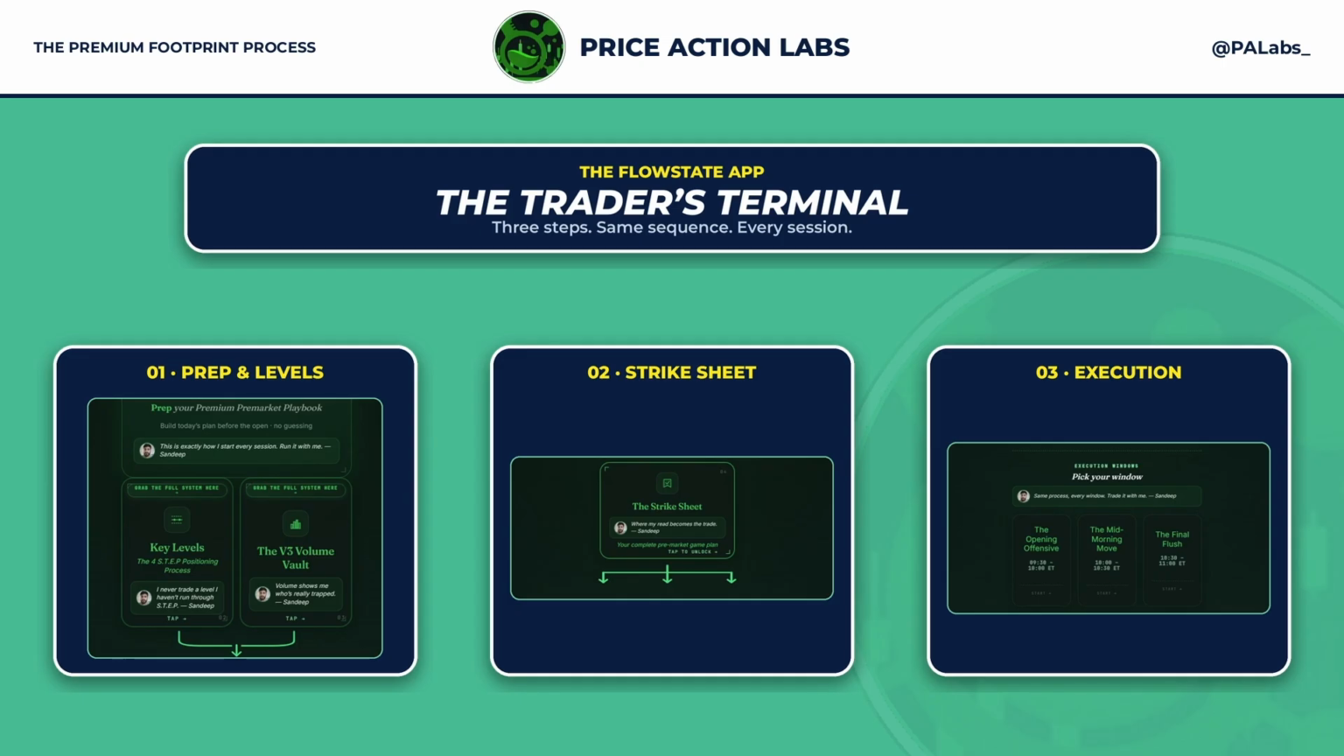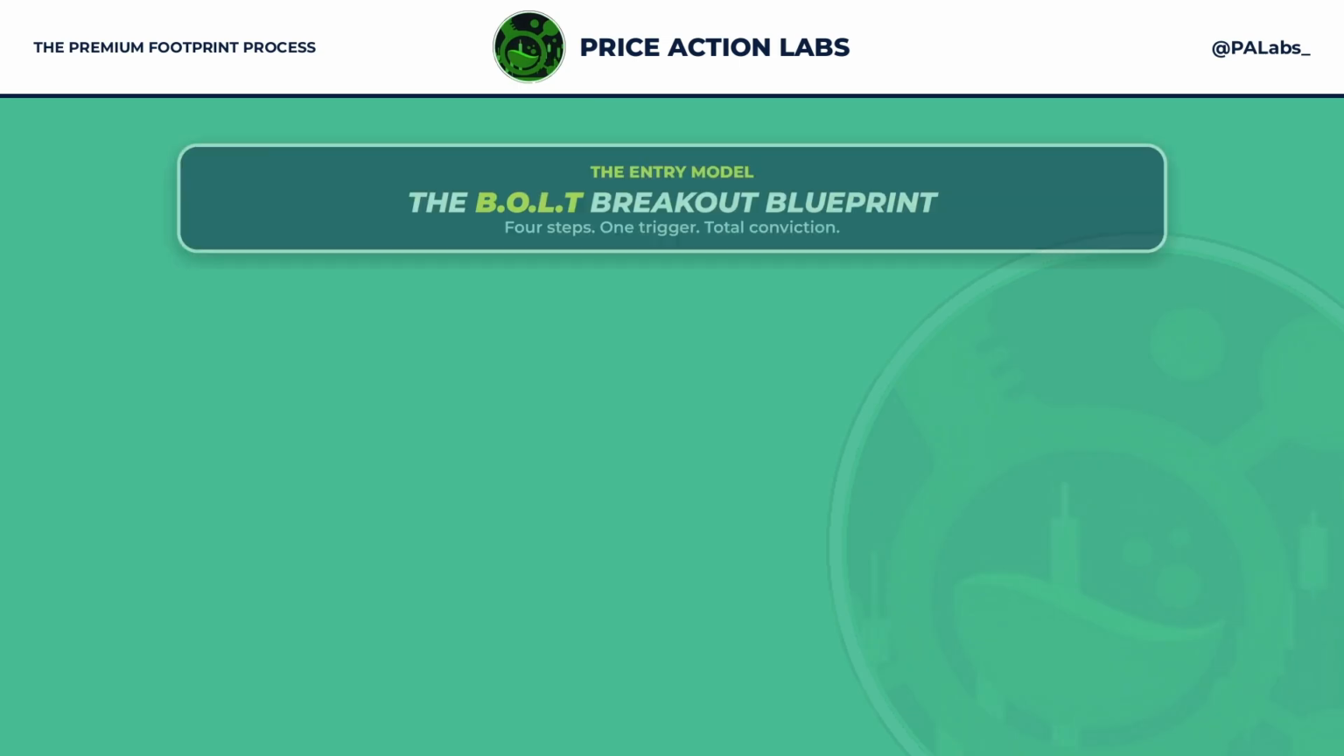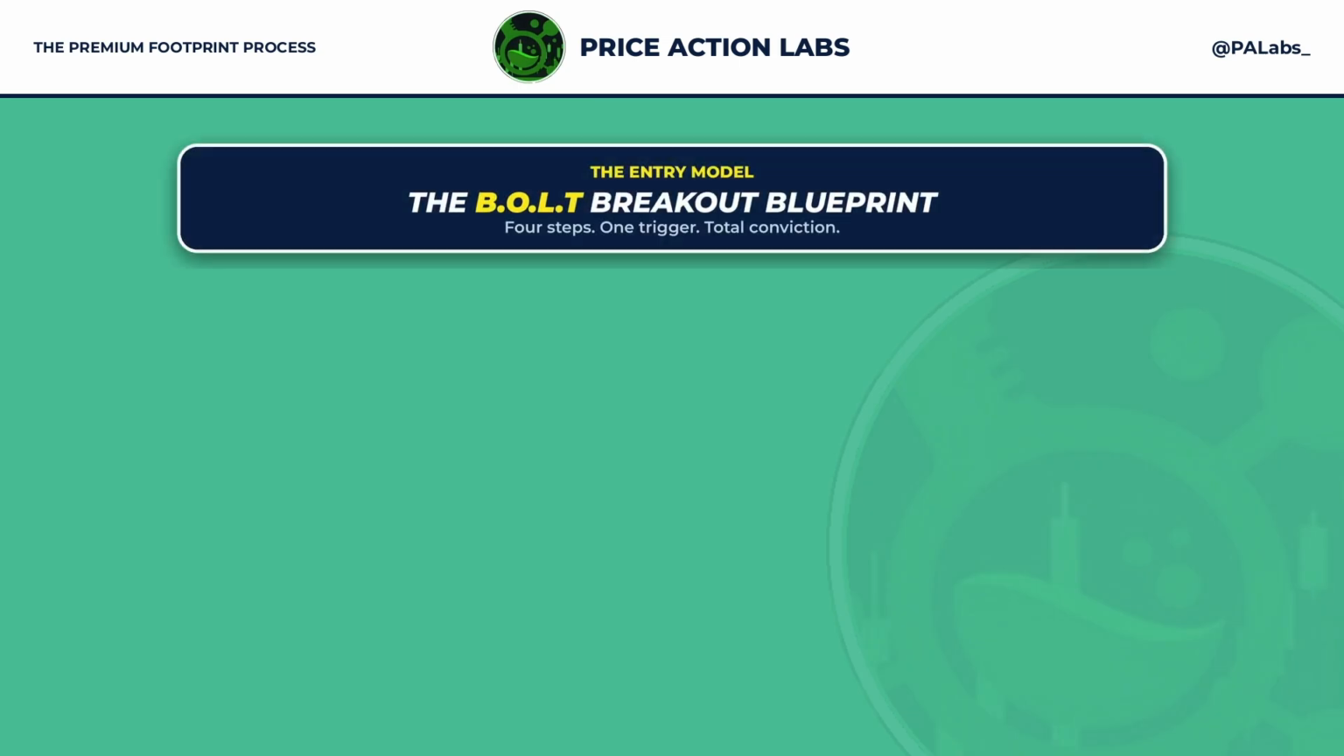So the way I want you to think of the FlowState app, it's almost like taking a flight and going to an airport. This is the trader's terminal. You need to know 3 things: the time, the ticket, and the overall location. Where are you looking to go? The FlowState app gives you the clarity right off the bat. So how does it do that? First of all, everything's going to be mechanical, systematic, and it's going to follow a process.